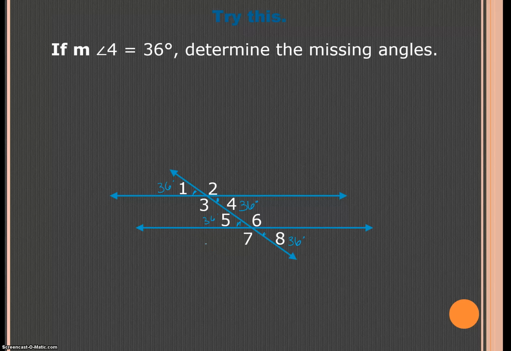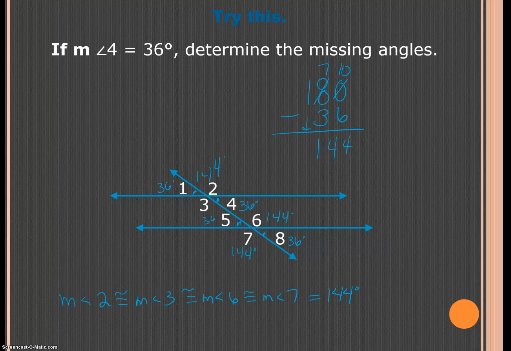So pause the video and see if you can figure out all the obtuse angles. What I did to figure out what the obtuse angles were was take 180, because 180 makes a straight line here. And I know that 1 and 2 would add up to 180, or 3 and 4, or 2 and 4, or 6 and 8. So I just took one of them and subtracted 36 degrees, which is my known, and I got 144. So that means all my obtuse angles, 2, 3, 6, and 7, are going to equal 144.